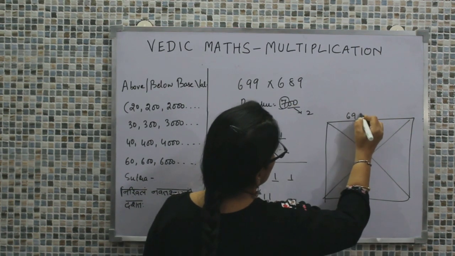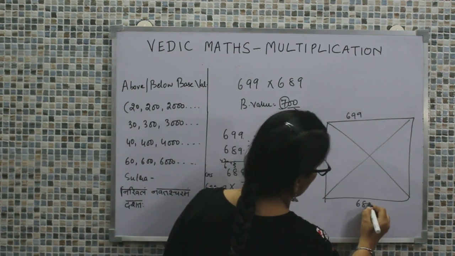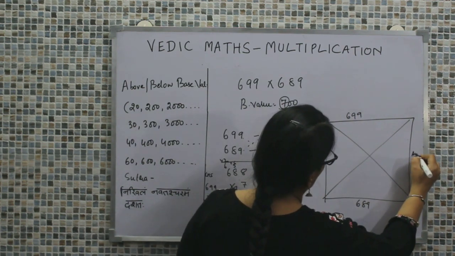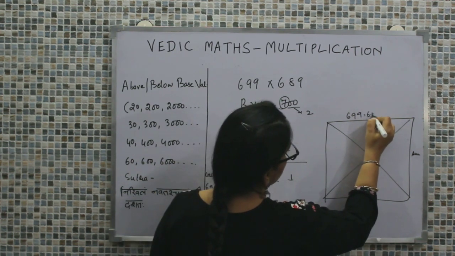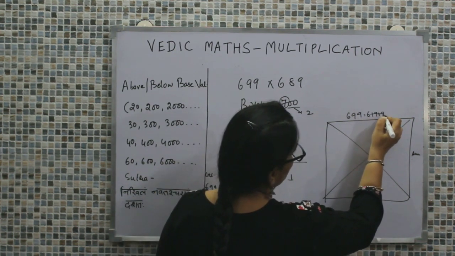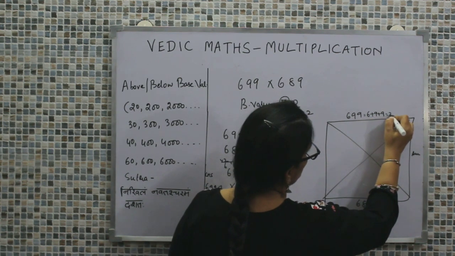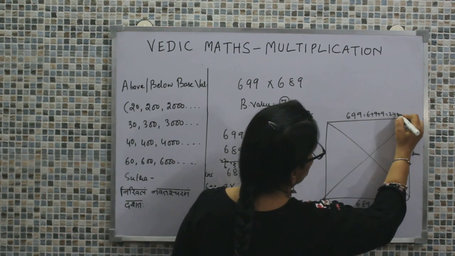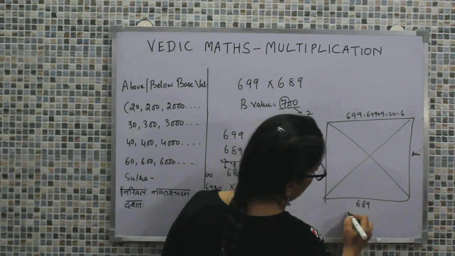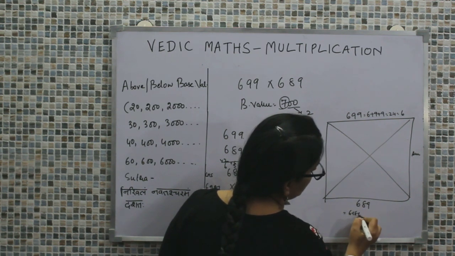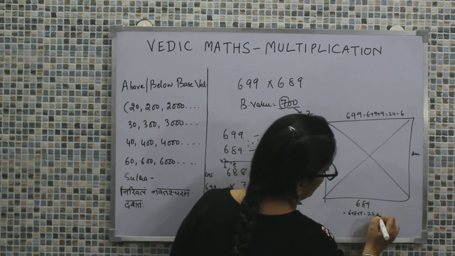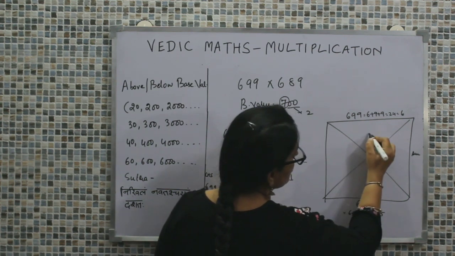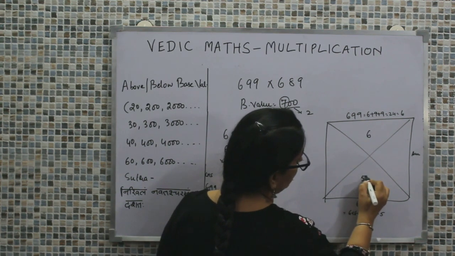First value is 699, second is 689, and we will calculate the digital sum of the answer. Now 699 means 6 plus 9 plus 9. So that is 18, 18 plus 6 is 24. 24 means 2 plus 4 is 6. Here 6 plus 8 plus 9, so that is 17, 17 plus 6 is 23. 2 plus 3 is 5. So this comes out to be 6, this comes out to be 5.